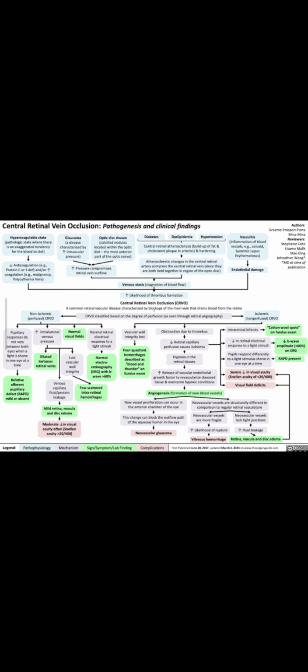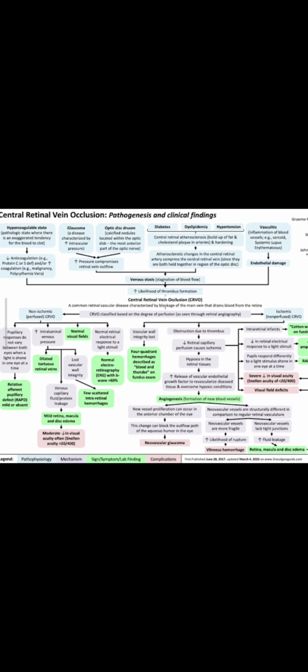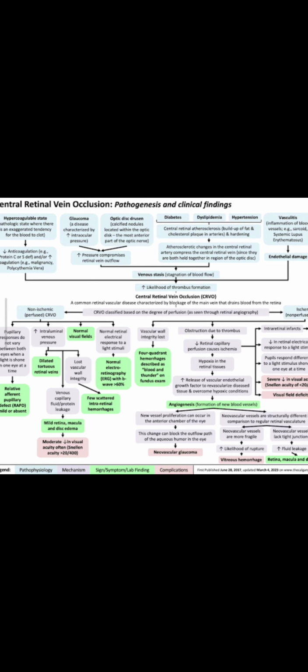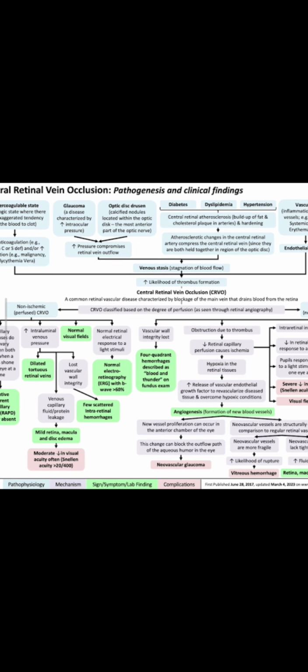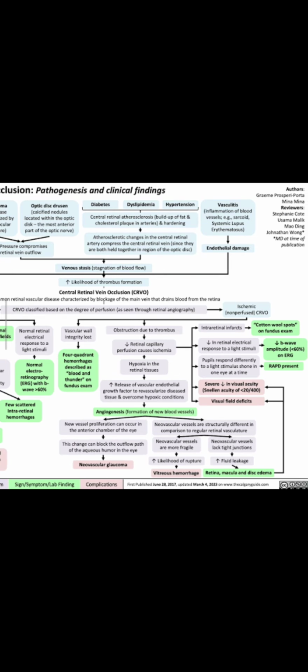So central retinal vein occlusion is the second most common retinal vascular disease, next to diabetic retinopathy. The etiopathogenesis includes any condition that predisposes to a hypercoagulable state, that is your Virchow's triad. It includes altered blood flow, hypercoagulable state and hyperlipidemia. Glaucoma, diabetes mellitus, dyslipidemia, hypertension, vasculitis and hypercoagulable state all cause venous stasis, which leads to thrombus formation, and that causes a condition called CRVO. That is important.